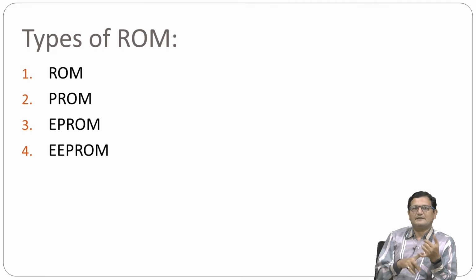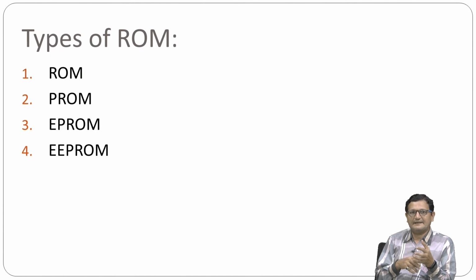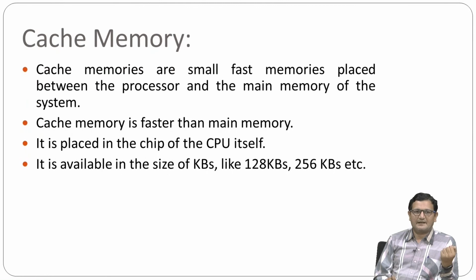So mainly ROM is read-only memory, PROM is programmable read-only memory, which is available as a blank chip in the market. EPROM is erasable programmable read-only memory. Here you can erase the content with the help of ultraviolet rays. And EEPROM is electrically erasable programmable read-only memory. Here you can select a designated portion of the ROM and erase and rewrite it. Okay, so these are the different types of ROMs which are available in the market.